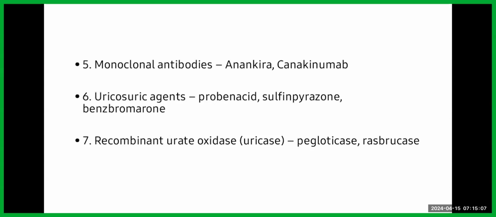Monoclonal antibodies: anakinra, an interleukin-1 inhibitor, and canakinumab, an interleukin-1 beta inhibitor, could also be used. Then uricosuric agents: probenecid, sulfinpyrazone, and benzbromarone, even though they have not gained widely accepted use, are also part and parcel of the treatment of this disease. Then for some reasons, we can use recombinant urate oxidase: pegloticase and rasburicase. Rasburicase used to be the drug of choice for the treatment of hyperuricemia of tumor lysis syndrome.